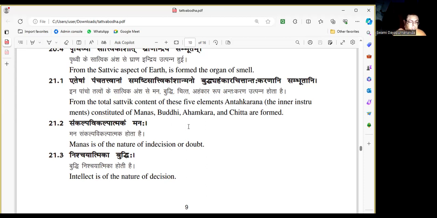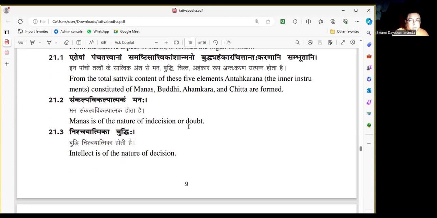But now when it comes to the decision, it makes that firm decision: I will do this, I will not do that. That aspect of the mind, of the Antakarana, is called Buddhi. So in 21.3 he says, Nischayatmika Buddhi.